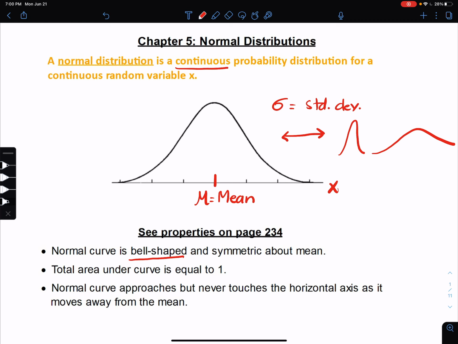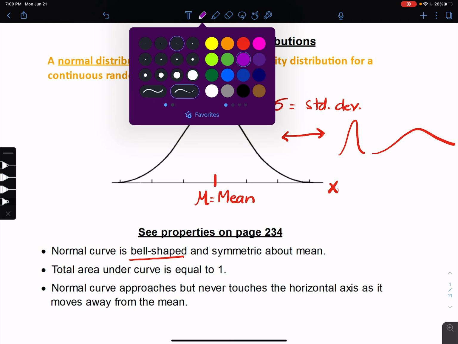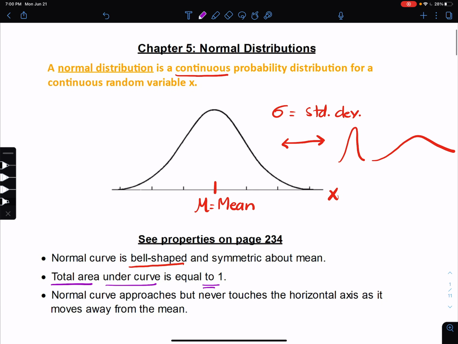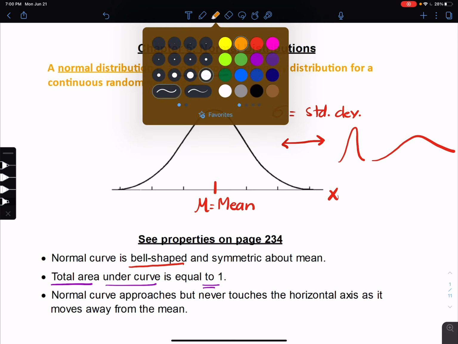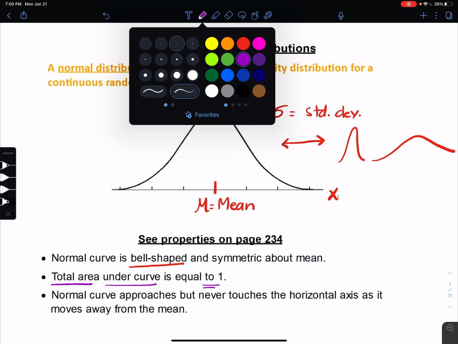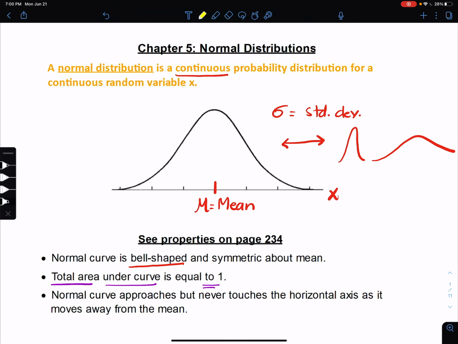All right, now some other things to keep in mind when you're dealing with a normal distribution. The total area under the curve is always equal to 1. Now, when we talk about the total area, what this means is if I were to look at all of this area underneath the curve. So I'm staying below that line, staying above the horizontal axis.